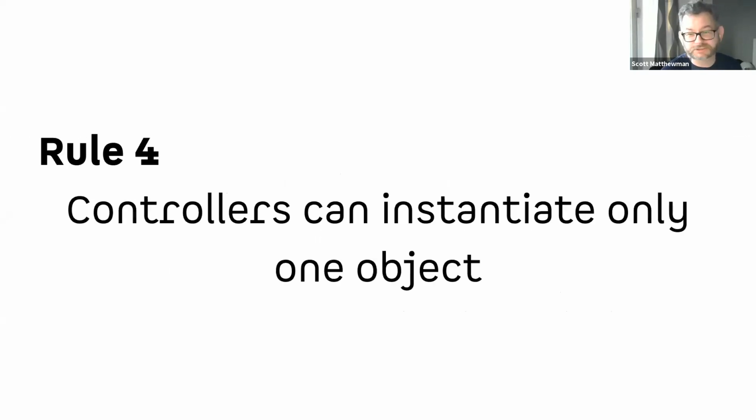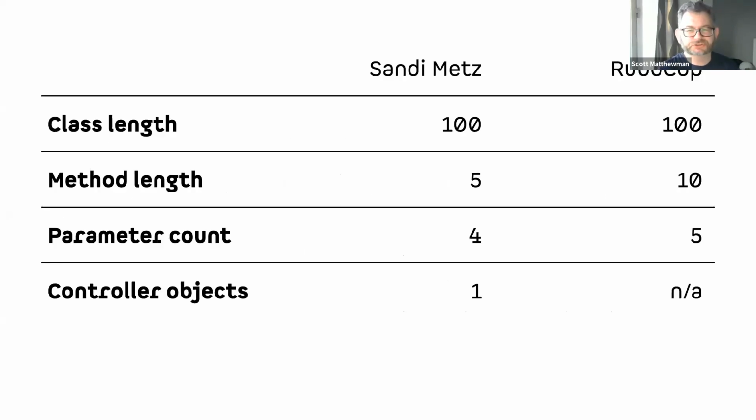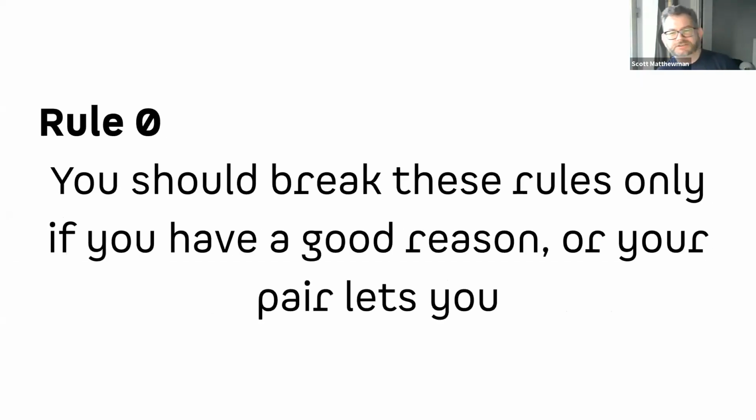And controllers can instantiate only one object. Now, if you compare Sandy's rules to RuboCop's, you can see that RuboCop's aren't quite as severe as Sandy's. But I think having limits is actually a really good thing. And she does introduce what is called the zeroth rule: you can break these rules only if you have a good reason or your pair lets you, which is fair enough, I suppose.